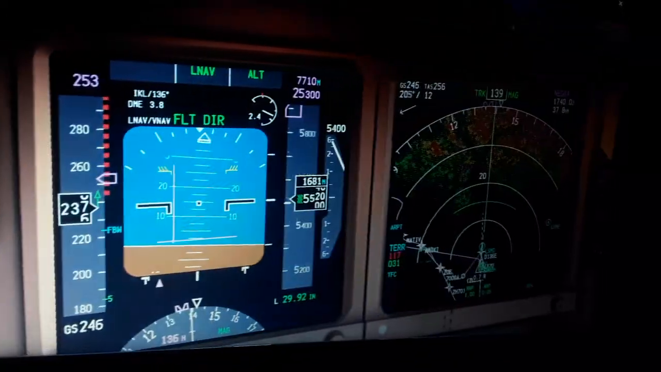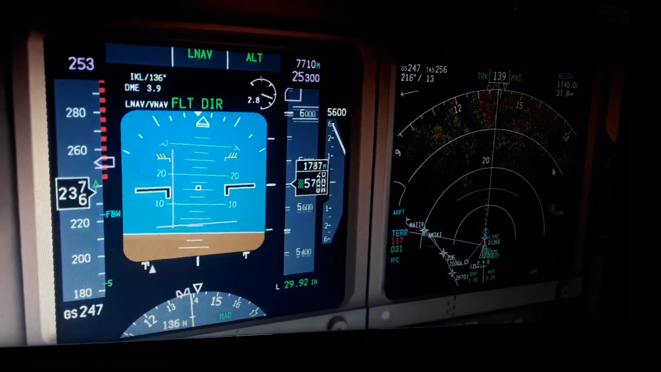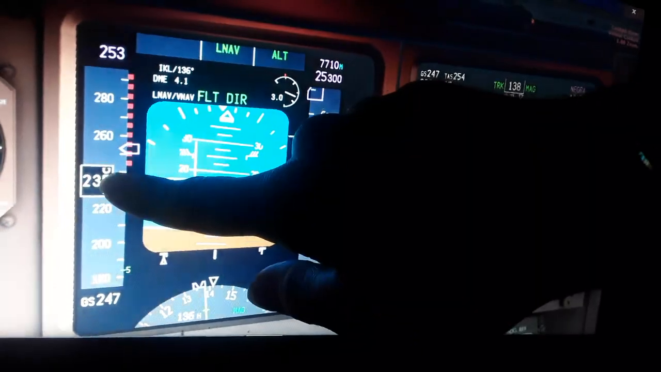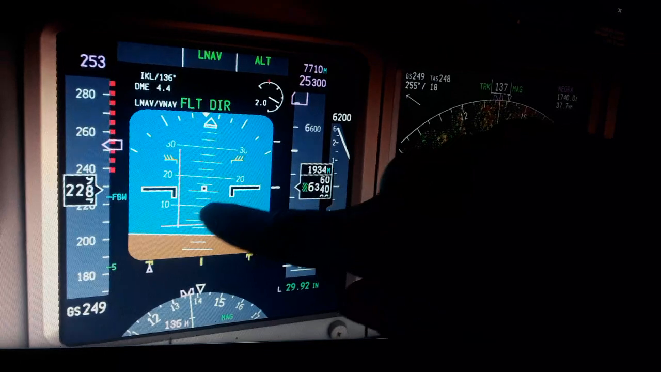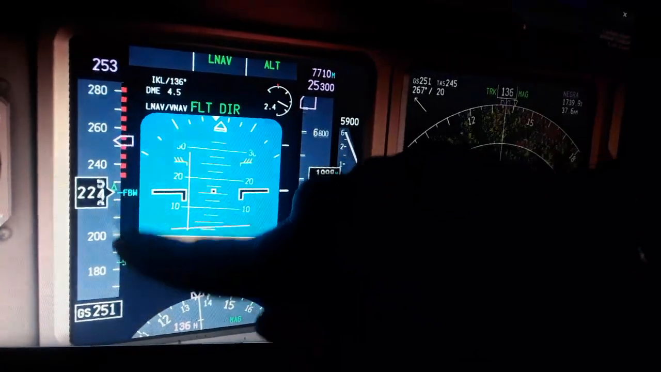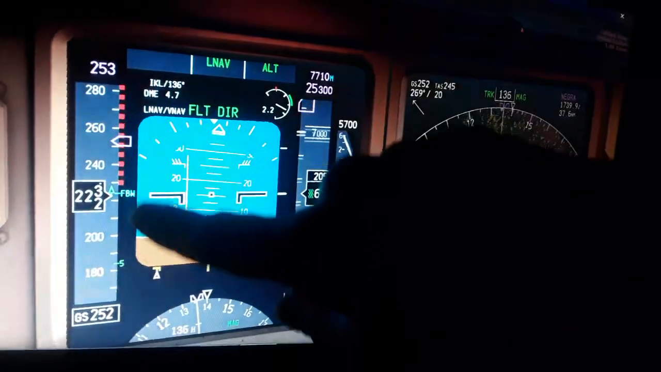The pitch attitude is about 15 degrees right now. The airspeed is 235 knots. You can see the heading. Now we are at 6,000 feet. And you can see here the airspeed is decreasing now. We have the flaps up.